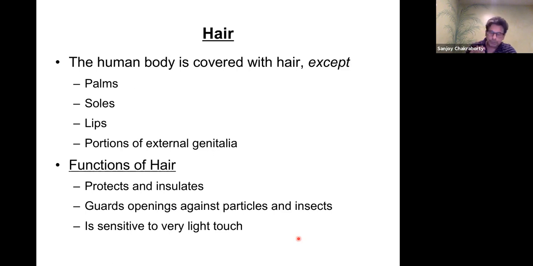Your body is covered with hair. It could be thin, but it is still there, except the palms, soles, and sides of the fingers, which don't have it. Then the lips and portions of the external genitalia do not have hair.